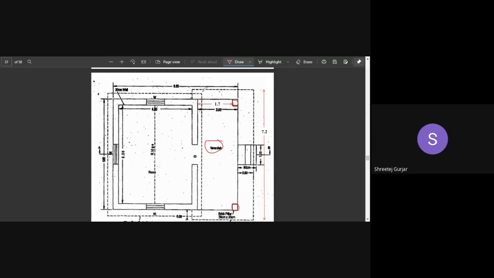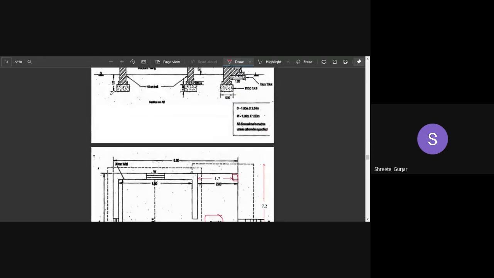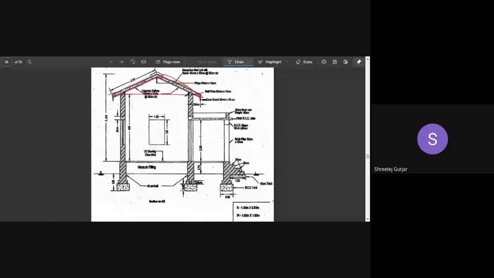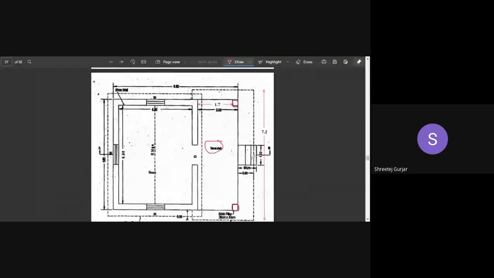And then this is the projection of your steel roof. You can see it is not exactly up to here, it is going outside of your wall. So this is projected outside. This is what is shown over here in this dotted line. Then this is the projection of your RCC slab.